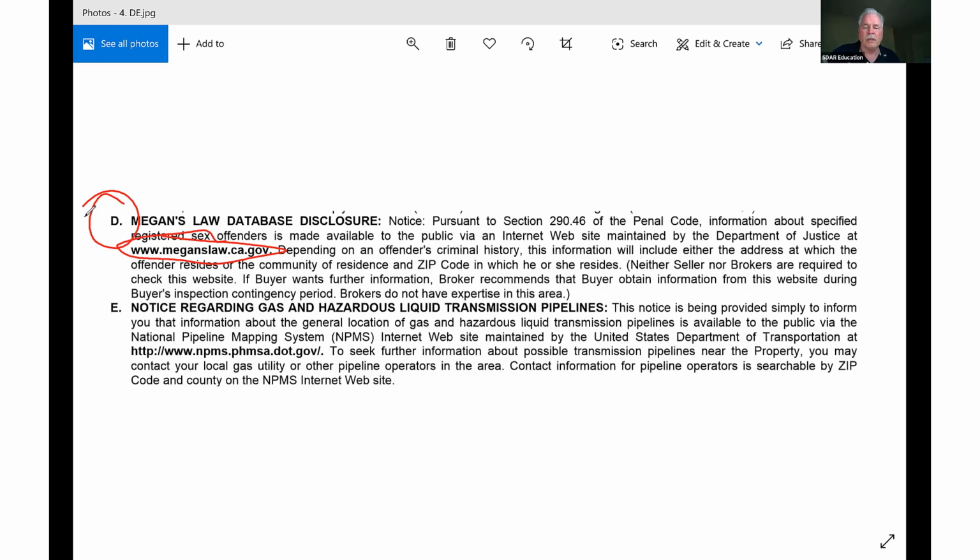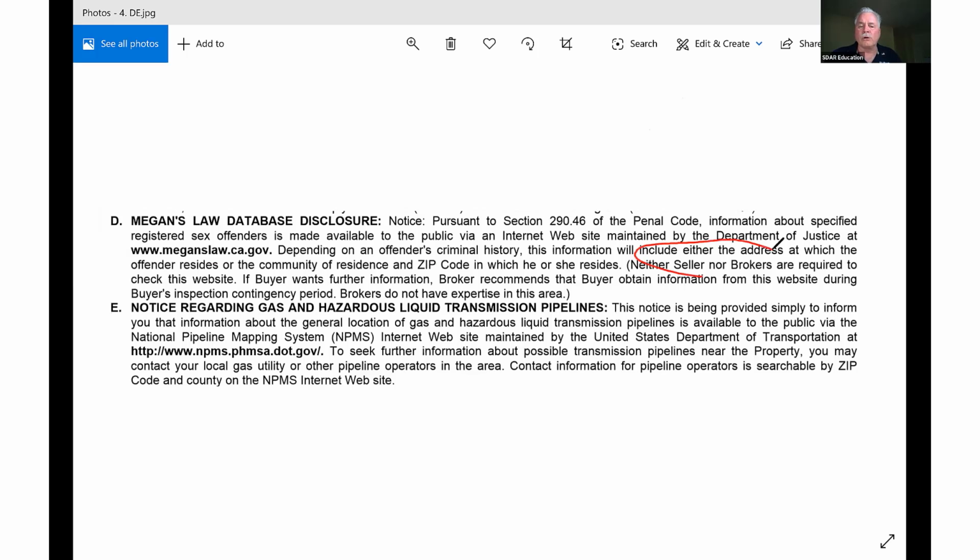I'm not going to. Okay, so depending on an offender's criminal history, this information will include either the address. Nowadays, I think you've got pins and maps and stuff everywhere. All kinds of fuss every time one of them is going to get released. I know some of our elected officials get in all kinds of trouble because they're being dumped in my backyard kind of thing. It's like, God, have you ever looked? I mean, it's a lot more than you think. Okay. So zip code in which he or she resides.